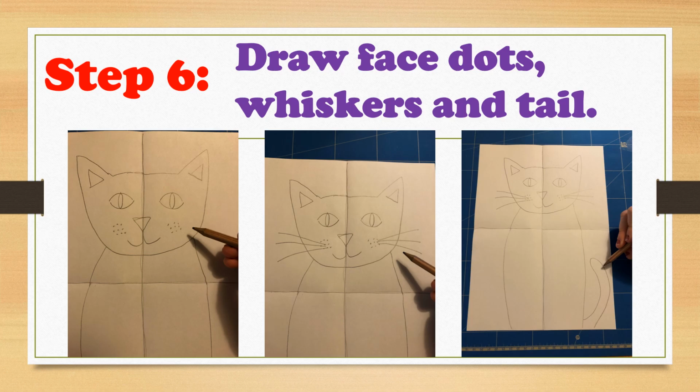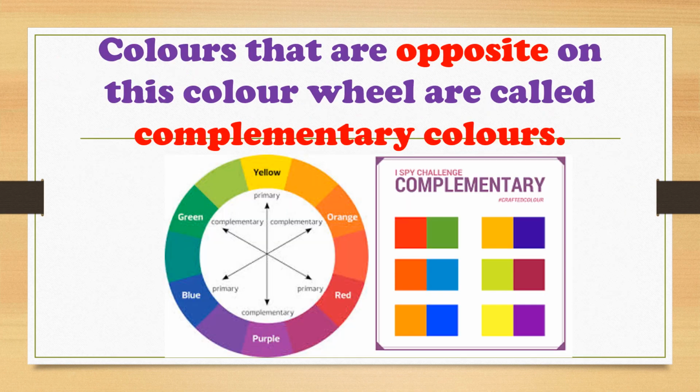Draw the face dots, so you can put some dots on your cat's cheeks and add some whiskers, not too many, just 3 or 4. And then on one side, either the left or the right, you're going to draw a nice long sausage, which is going to be our cat's tail.